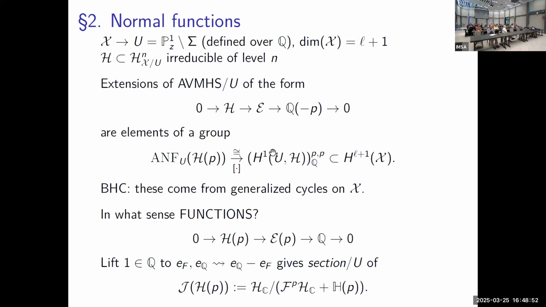But there's ambiguities in each of the lifts. And so you have to go modulo differences in choices of E_Q, that's the H_P, where H is the local system, the blackboard H, and the differences in choices of holomorphic lifts E_F, that's the stuff in F^P H. And so you get an element of the Jacobian. So this is one way of thinking about lifting Hodge classes on the total space to sections of the Jacobian like this.